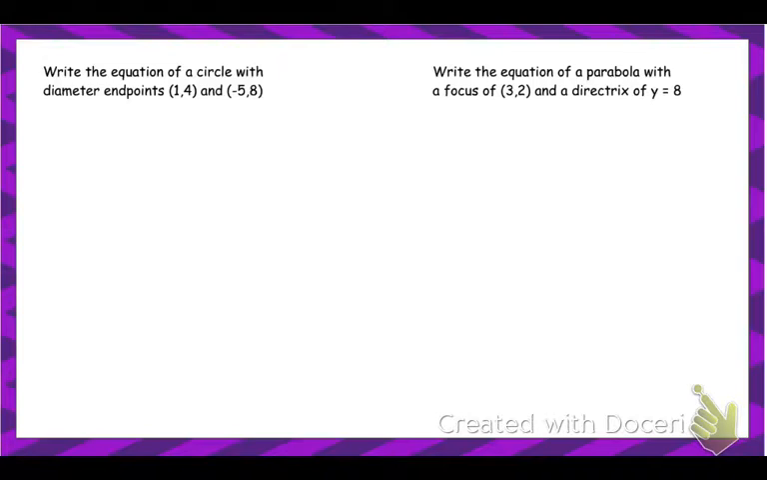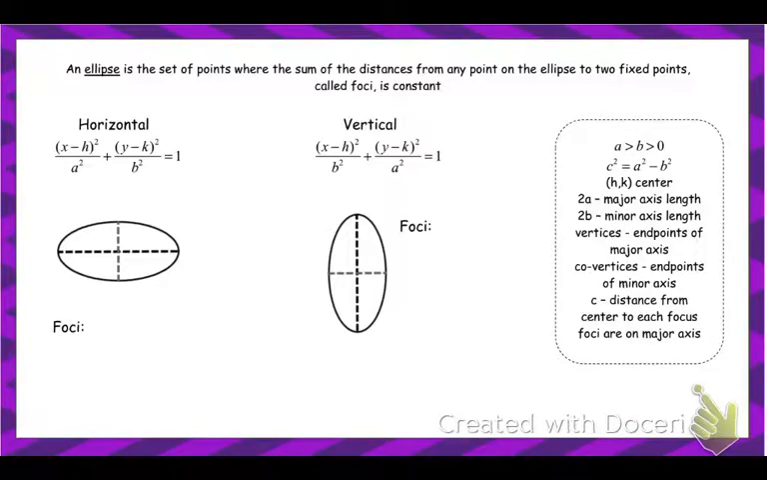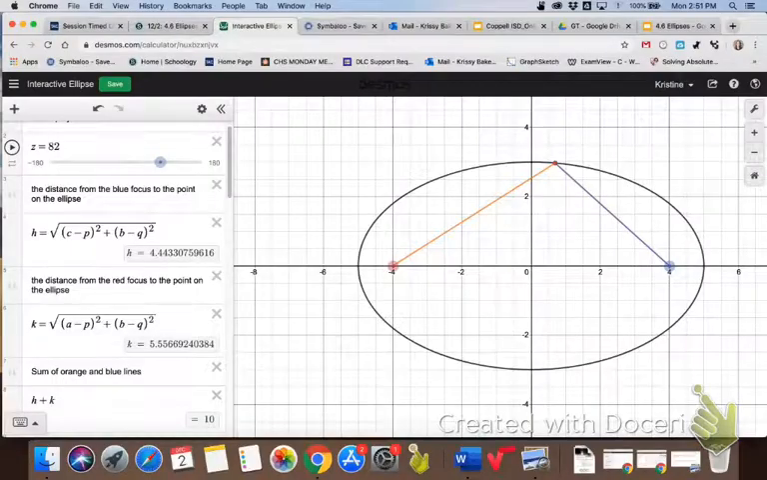All right, so now we're going to move on to the new ones. We're going to look at an ellipse. So an ellipse is the set of all points where the sum of the distances from any point on the ellipse to two fixed points, called foci, is constant. Foci is just the plural of focus. So one focus, two foci. So what this is saying is that the sum of those distances is going to be constant. And we looked at some examples in class, and there's some links on Schoology, but I'm going to go ahead and show you guys one of them.